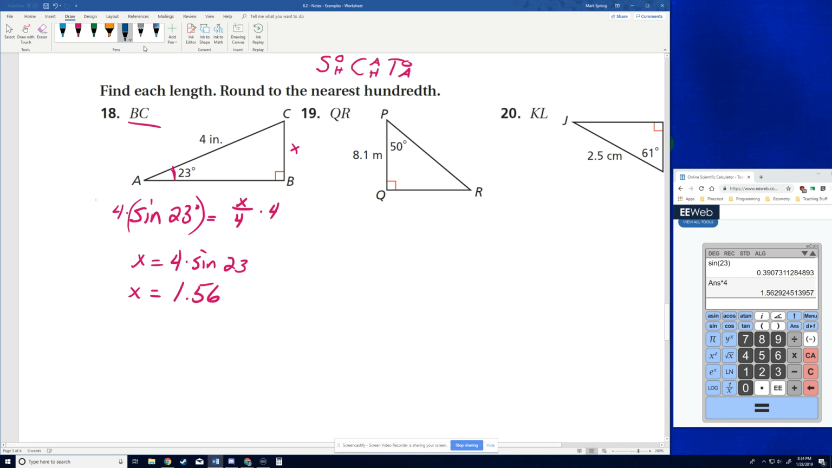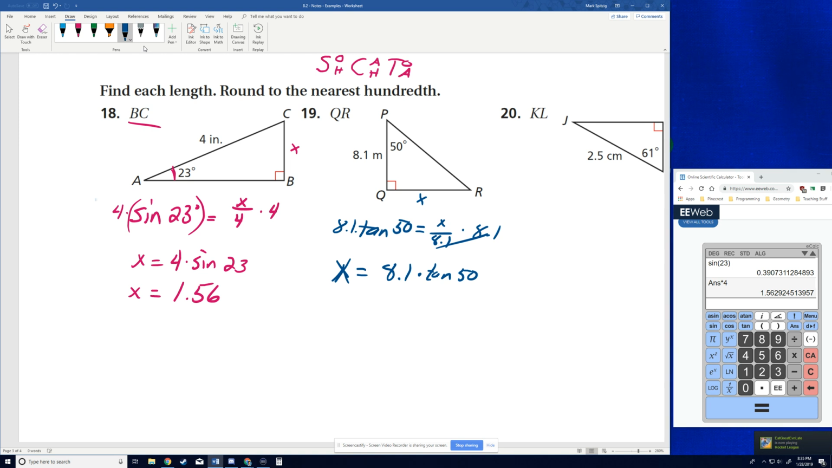All right, so we do this middle one. It looks like we're trying to find QR, which is here. So that is opposite. We have adjacent. Opposite and adjacent is tangent. So we're going to say, well, tan of the angle that I'm looking at, this 50, is going to give me the opposite over the adjacent. And again, it works the same way, and we can see there's a bit of a pattern here. So x is going to be 8.1 times tan 50.